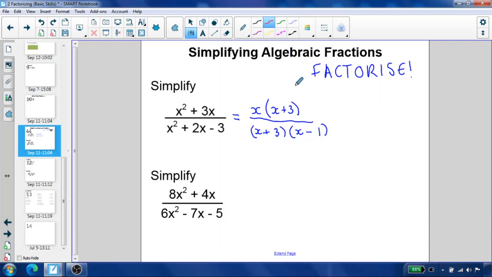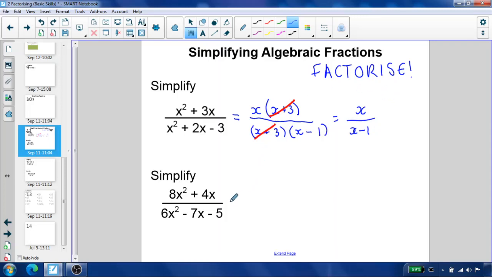As you can see, there is an x plus 3 on the numerator and an x plus 3 on the denominator. So I can cancel because they are common factors. So I'm left with x over x minus 1. We don't need to include the brackets. And we can't simplify any further because each of the terms don't have anything in common.